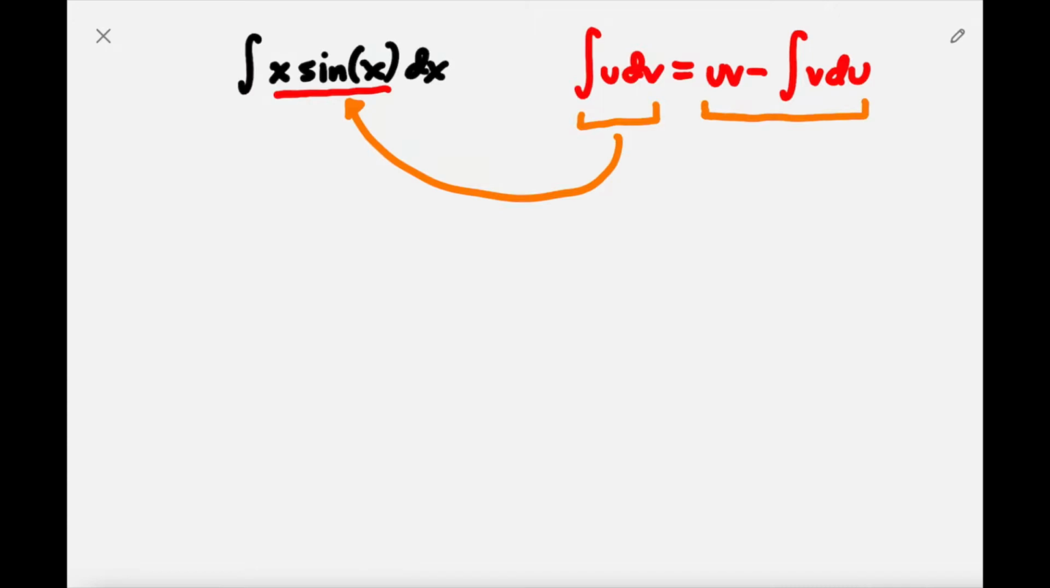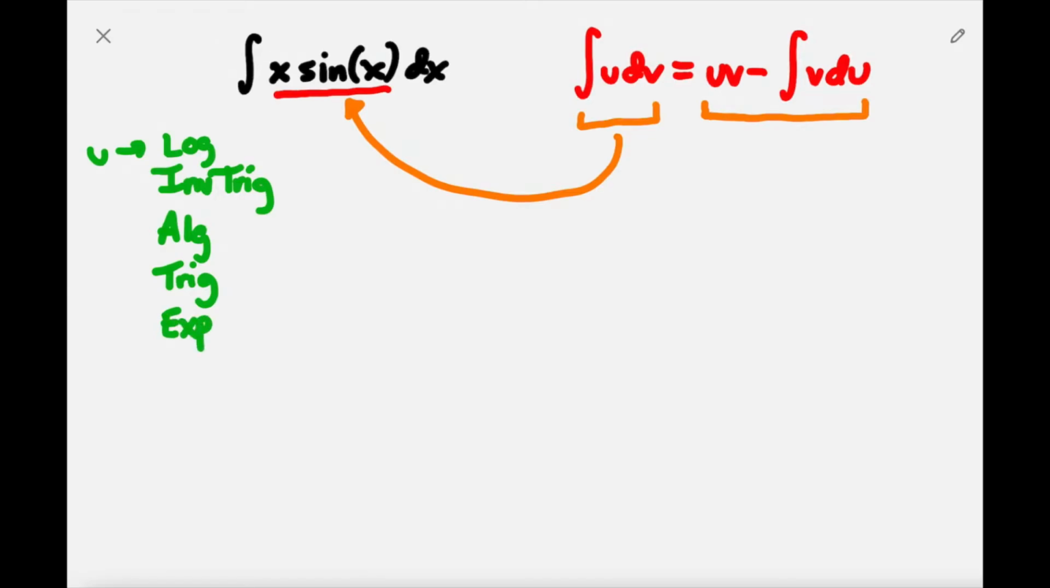The general rule of thumb is your u, you're going to want that to be either a log. The log's not there, so you're going to want to try inverse trig. So I guess I should write this down. Log, inverse trig, then A is for algebraic, so if there are any algebraic terms in there that you can use. Next would be a trig, just regular trig, non-inverse, and then lastly exponential. So this is just a general rule of thumb for what you want your u to be.